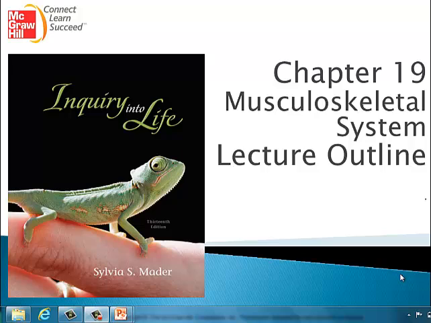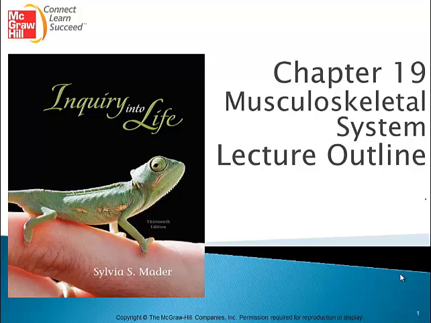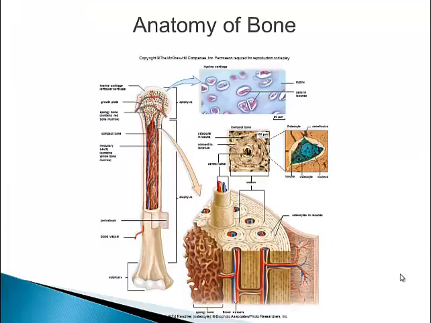Chapter 19, Musculoskeletal System. Chapter 19 is all about the structure and function of the bones and the muscles. This first picture is showing the anatomy of the bone. It shows the structure of the bone internally and some of the components.